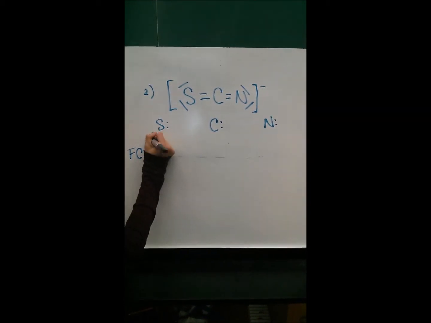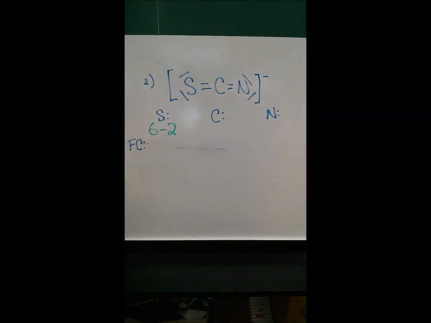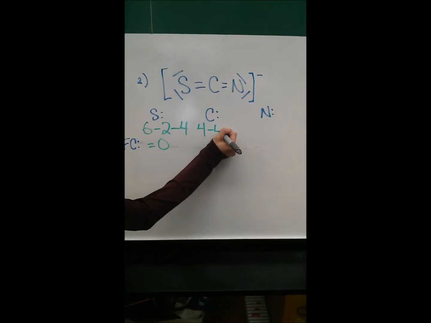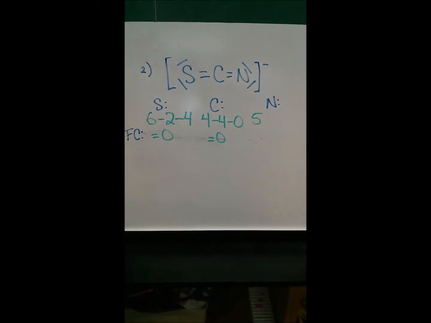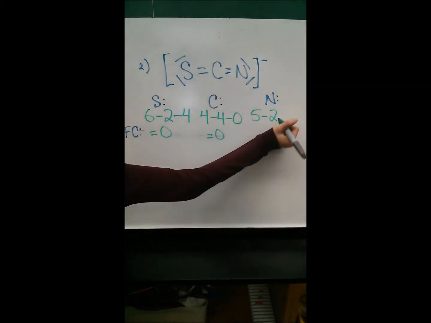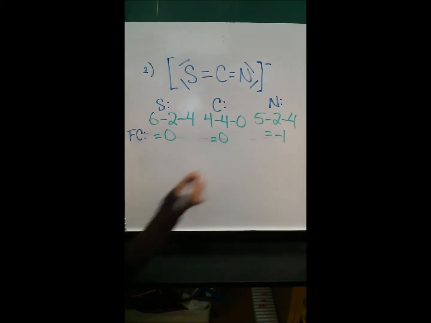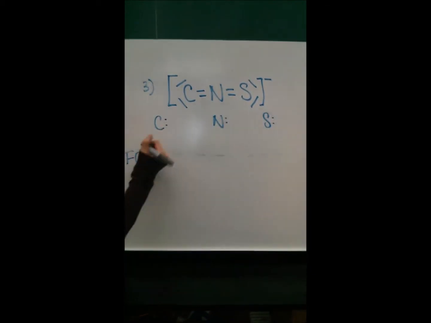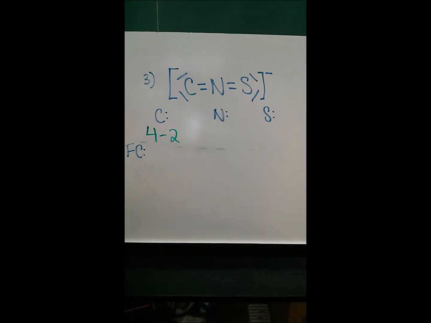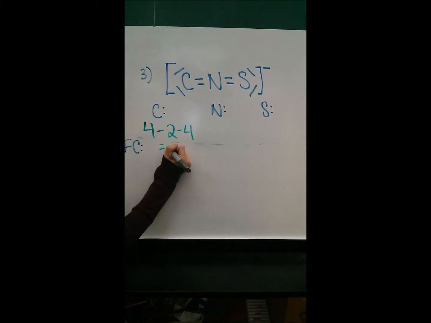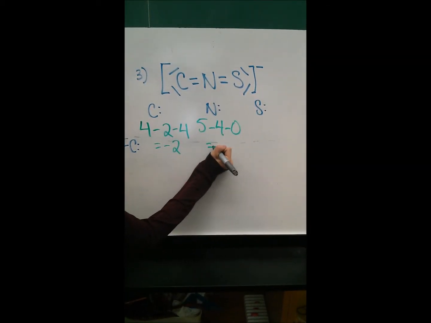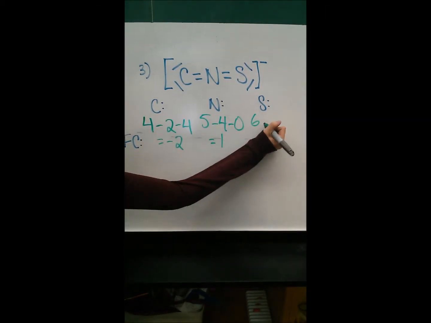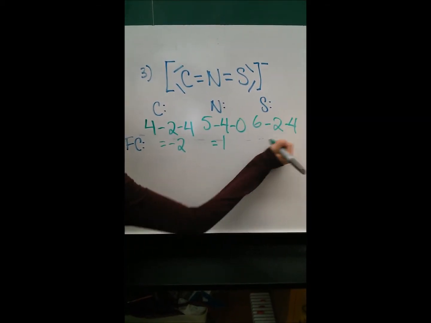Now let's repeat this process for the second configuration. When we apply the formula for formal charge on each atom, the resultant formal charge of sulfur is 0, the formal charge of the carbon atom is 0, and nitrogen has a formal charge of -1. And finally, let's repeat the process one last time for the third configuration. Here, carbon has a formal charge of -2, while nitrogen has a formal charge of 1, and sulfur has a formal charge of 0.